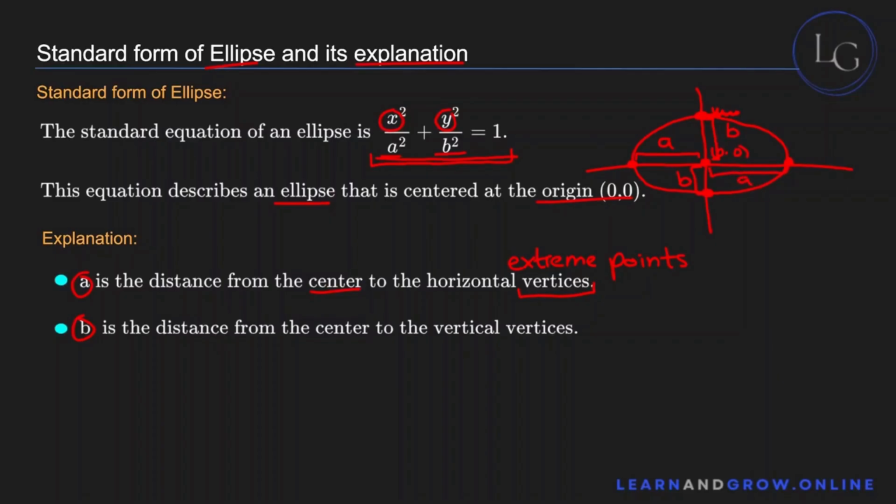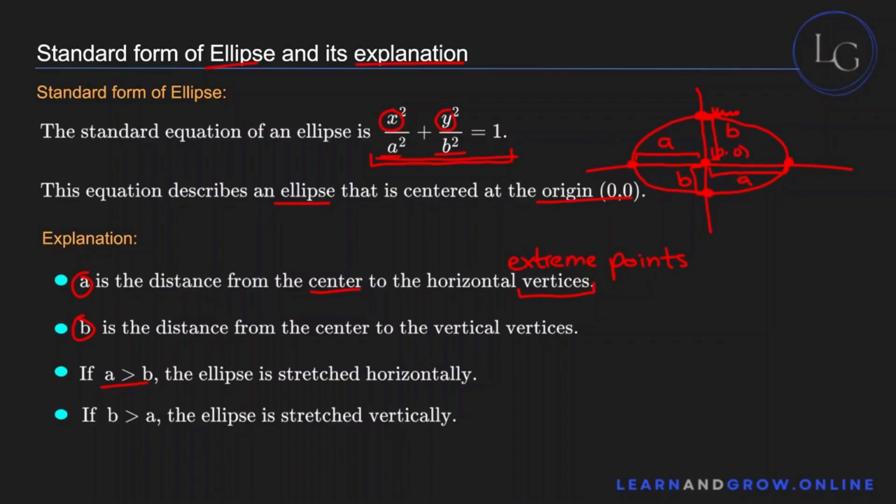Now, if A is greater than B, then the ellipse is stretched horizontally, as in this case. You can see that indeed this distance A is greater than this distance B. So it is stretched horizontally. Whereas if B is greater than A, well, you would have something like this. This would be your ellipse.